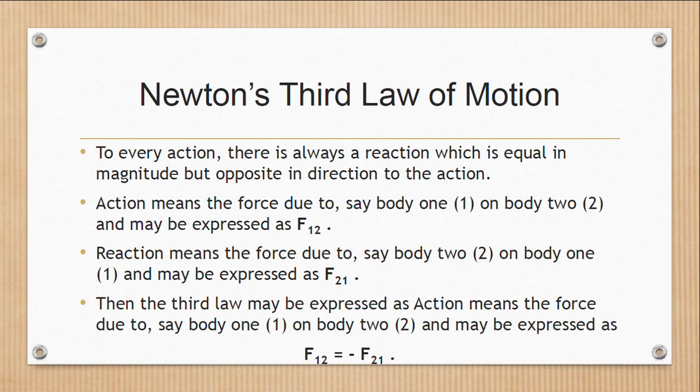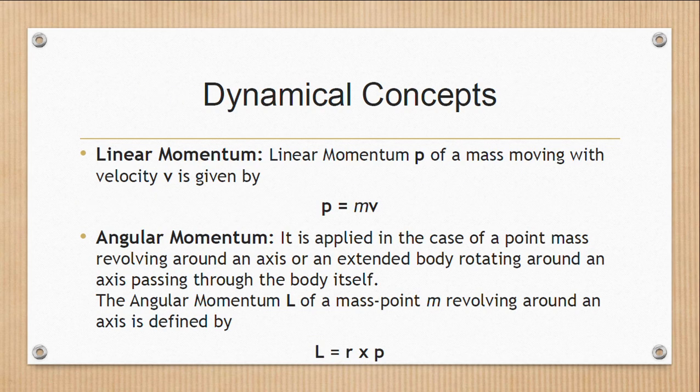Now Newton's third law can be mathematically expressed as F12 is equal to minus F21, which means the magnitudes of both forces are equal, but they are opposite in direction. This is all described by Newton's third law of motion.